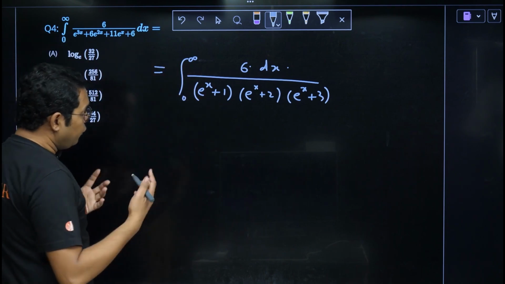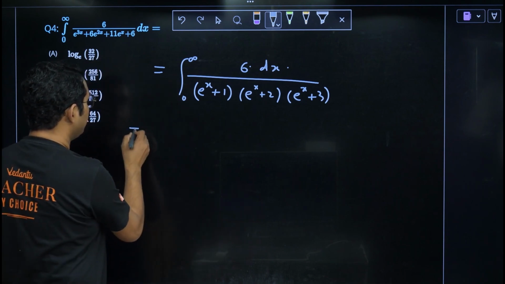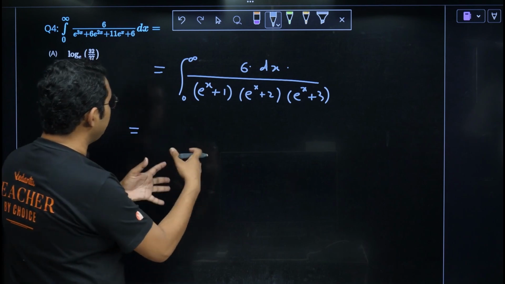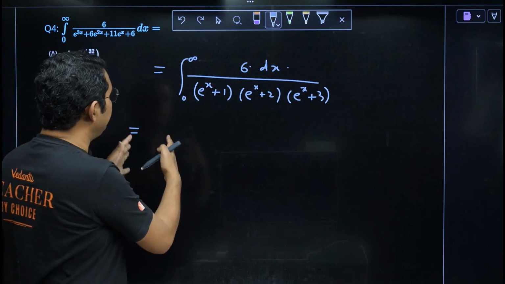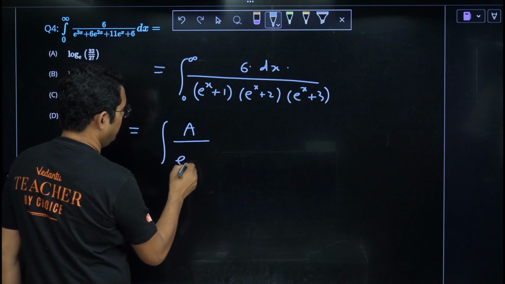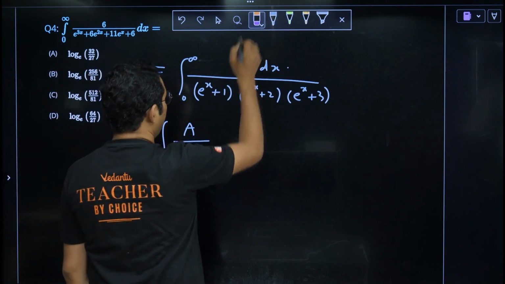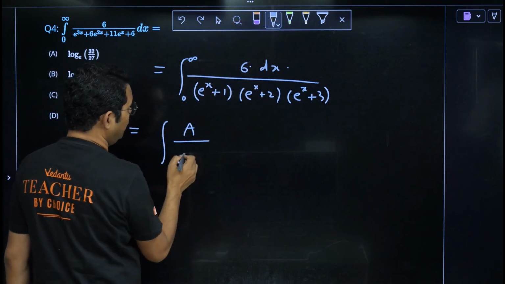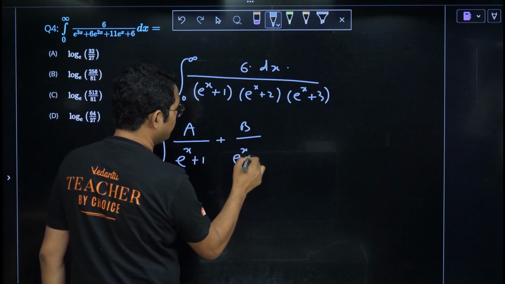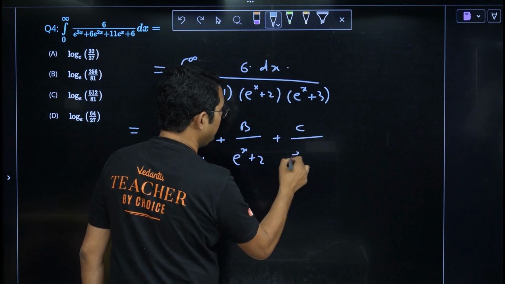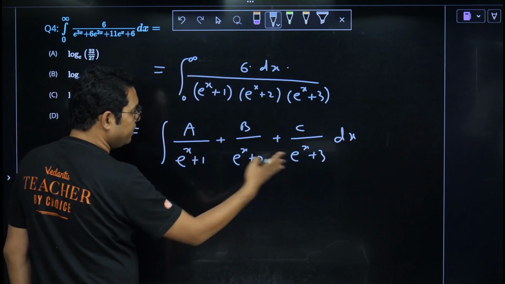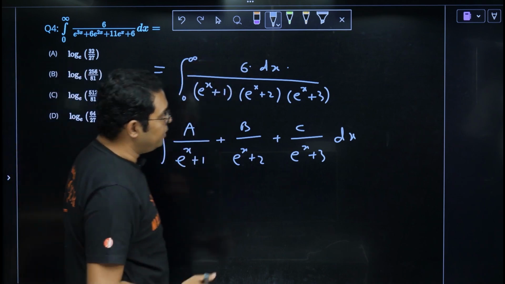Now for such a question, I think the best method is we will convert this into simple terms like A upon e power x plus 1 and so on. Actually, this is called partial fractions. We have to convert this into partial fractions. So A upon e power x plus 1 plus B upon e power x plus 2 and C upon e power x plus 3. Very standard process. Okay. If I take the LCM here and I compare in the numerator, that is equal to 6.